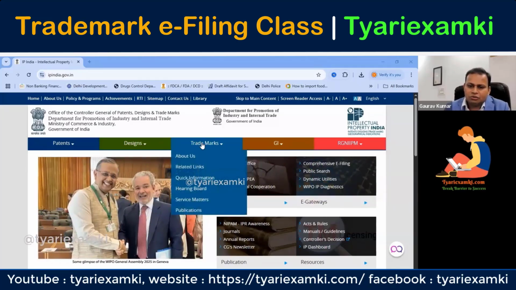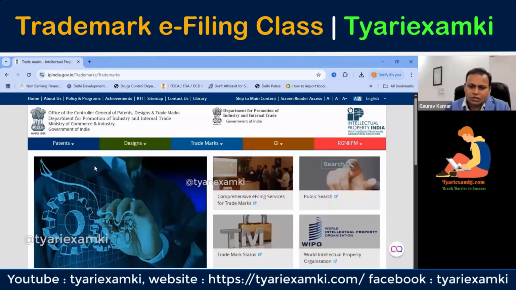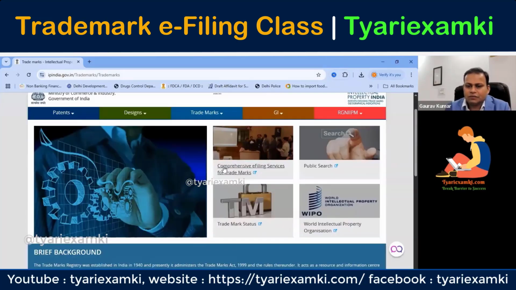In the third segment, you will see the trademark. When you click on this trademark, you will move into this window where you will get 4 tabs. The first one is the comprehensive e-filing services for the trademark. Second is for the public search. Third one is for the trademark status, and fourth one is the World Intellectual Property Organization, that is WIPO.